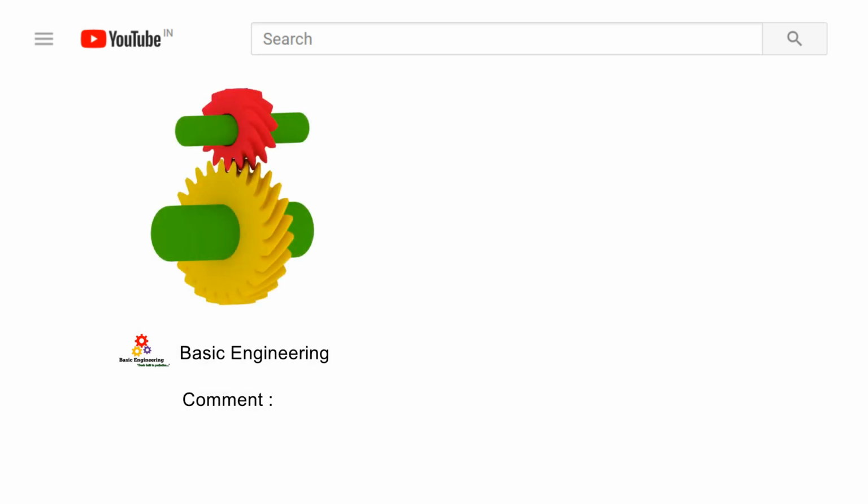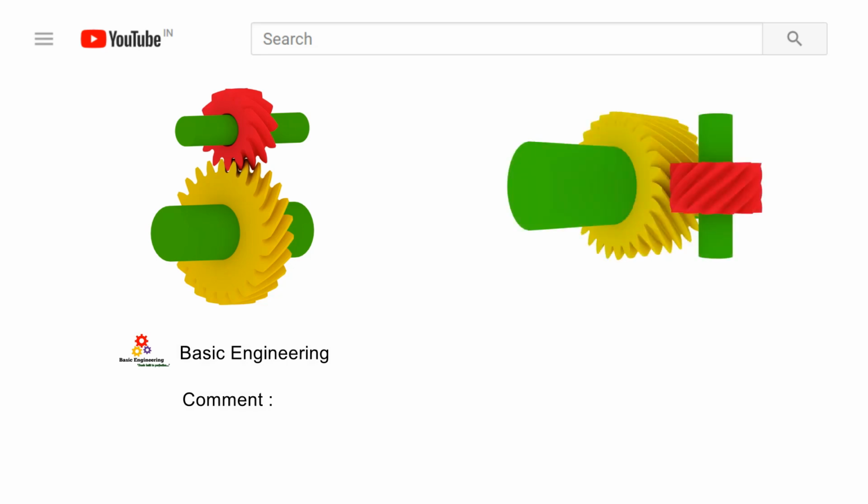Now here is one interesting question for you. We have seen that helical gears are used to transmit power and motion between two parallel shafts. If I make the gear arrangement like this, can we transmit power and motion between non-parallel shafts?